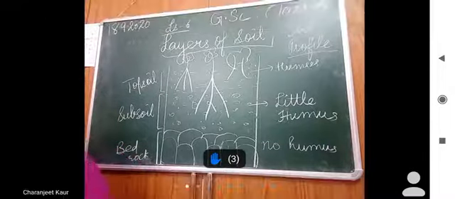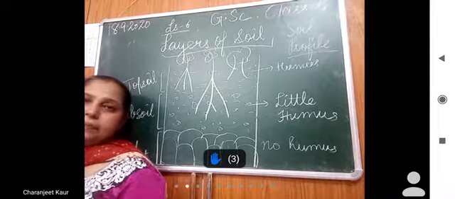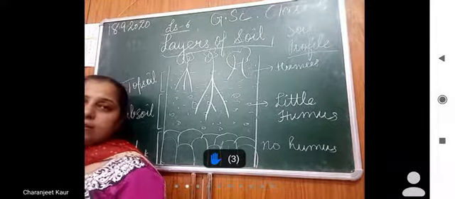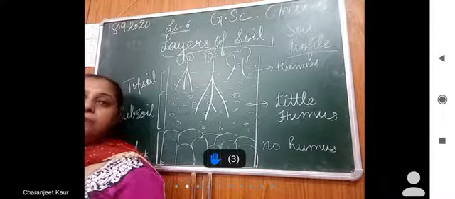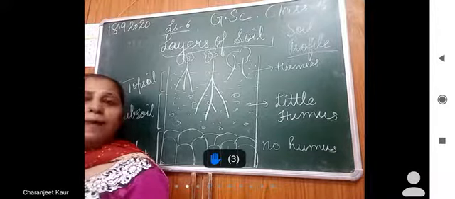Uses of soil are given in the book on page number 54. What is the problem in these? All plants are grown in soil.